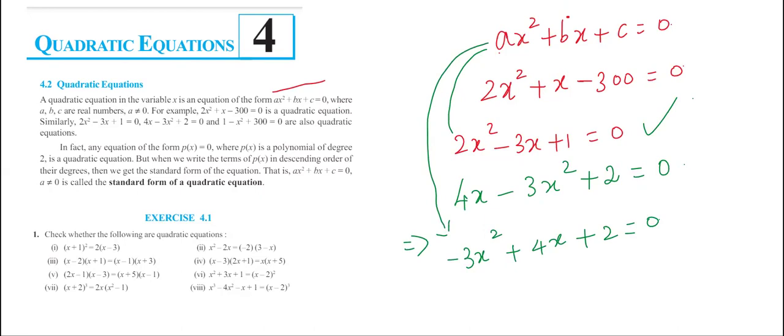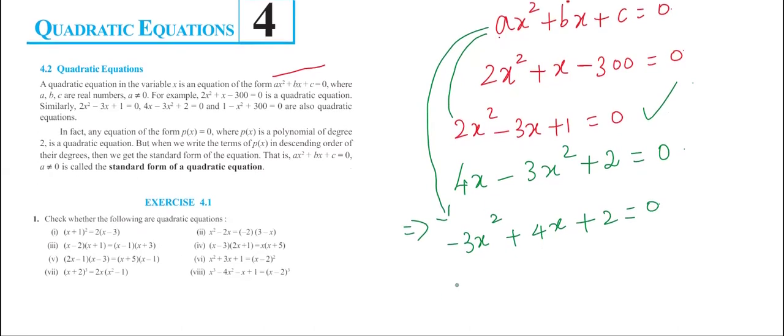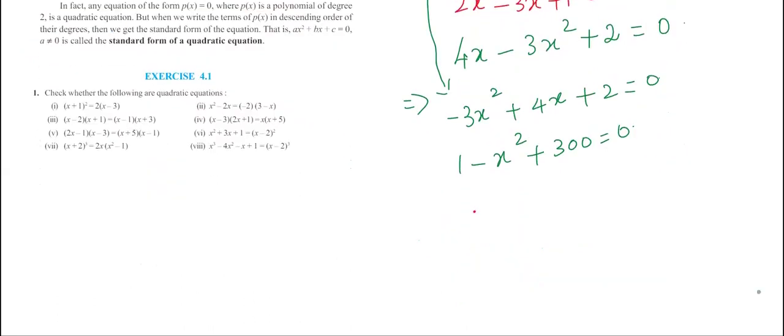Now next one. What is the last example? One more example is 1 minus x squared plus 300 is equal to 0. In this case also, the terms are jumbled, so we can rearrange them. Let's put the x squared term first. If you notice, there is no x term here. Now we will combine the constant terms. So there's plus 1 and plus 300, so that will become 301 is equal to 0. So this is also a quadratic equation. This matches with the standard form.